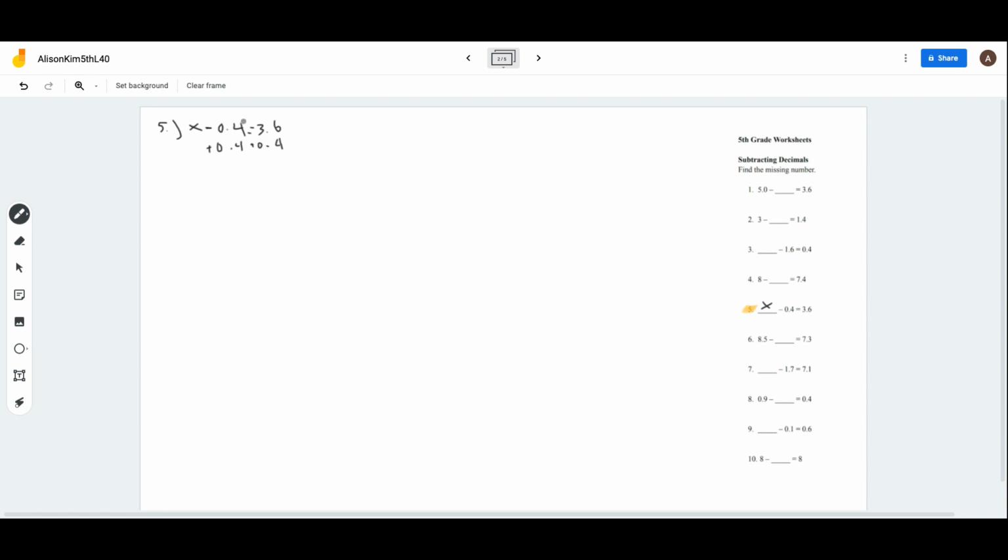So over here on the left side, the 0.4s cancel out. So we're just left with an x, our missing number. And on the right side, we have to add 0.4 and 3.6. So 6 plus 4 is 10. So we're going to bring down the 0 and bring up the 1. 1 plus 3 is 4. And 4 plus 0 is just 4. And then we bring down the decimal point, so it's going to be between 4 and 0. So our missing number is going to be 4.0.